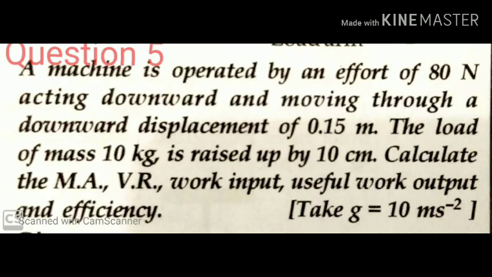Now moving on to the last question of this session. Question number 5. Let us read the question. A machine is operated by an effort of 80 Newton acting downward and moving through a downward displacement of 0.15 meter. The load of mass 10 kg is raised up by 10 centimeter. Calculate the mechanical advantage, velocity ratio, work input, useful work output and efficiency. The value of g is given as 10 meter per second square.